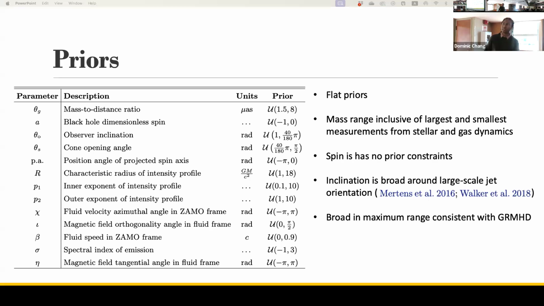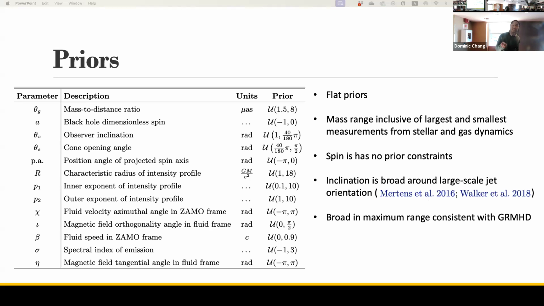Okay, and the last thing that's important for the Bayesian analysis is the priors. These are the priors I take for an analysis of fitting it to data. Essentially I take flat priors just because I'm fairly ignorant. I take the mass range to be inclusive of the largest and smallest mass measurements that have been done in the past, plus some. The smallest mass measurement corresponds to about 2 here, and the largest one is about 6.7 here. So I just make it a bit wider. It's actually quite a bit wider.